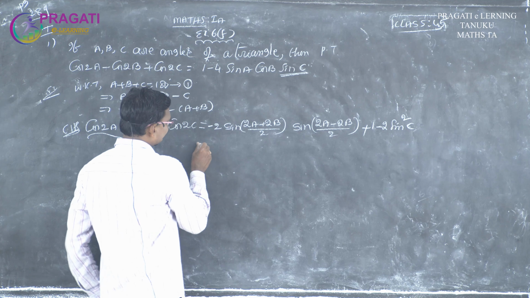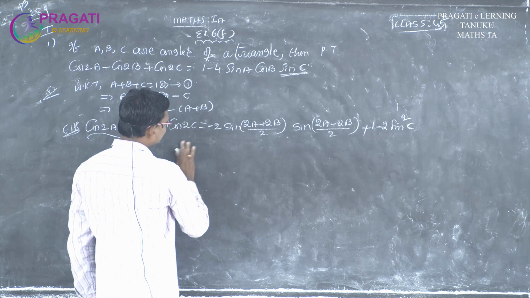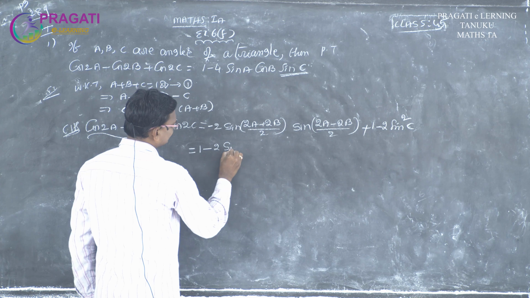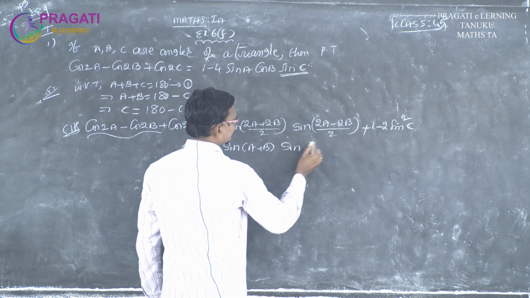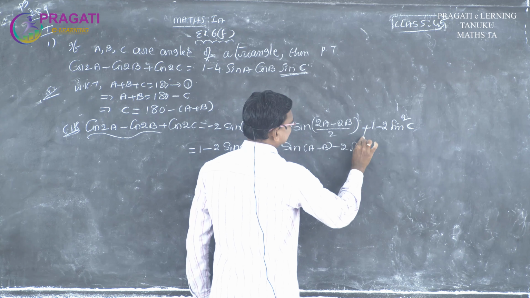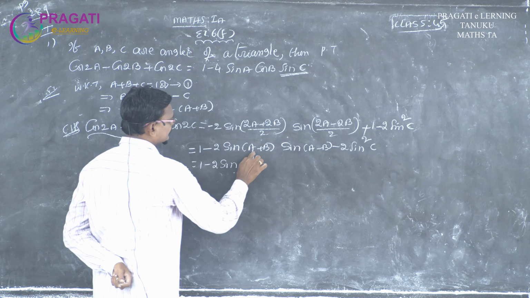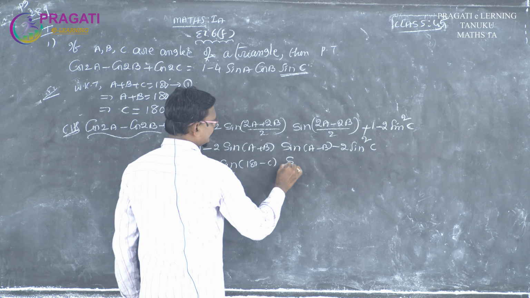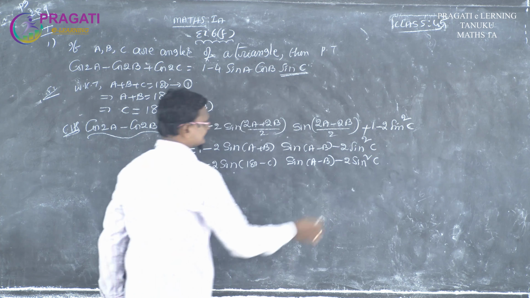Okay. Now here we have the constant 1, that we write first, and it is also in the RHS. Then, continuing, minus 2 sin, where 2 is common, of (A plus B) into sin, again 2 is common, of (A minus B). The remaining part is minus 2 sin square C. So now 1 minus 2 sin (A plus B), from this we can write 180 minus C, into sin of (A minus B), minus 2 sin square C.